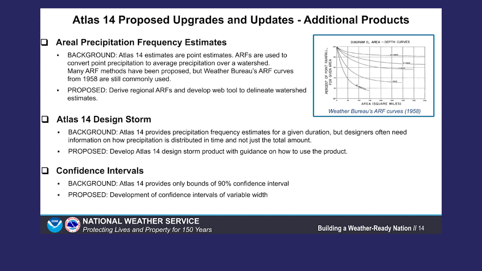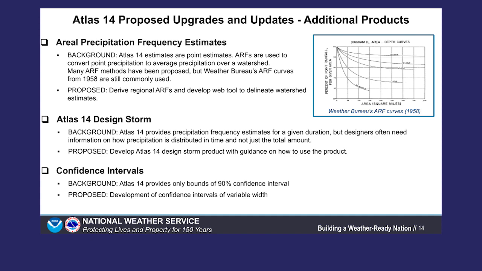HDSC made some strides in determining ARF methods suitable for coupling with Atlas 14. However, due to lack of funding, this work has not progressed. Our goal is to derive regional ARFs and develop a web tool to delineate watersheds and calculate watershed-based precipitation frequency estimates. Second, another enhancement is the development of a reliable design storm product that can be used in engineering design, together with guidance on how to use the product.